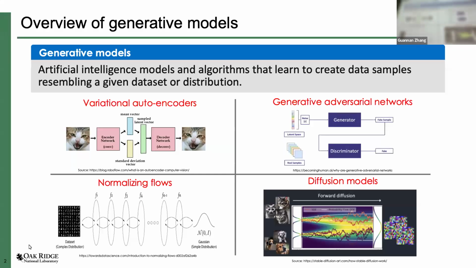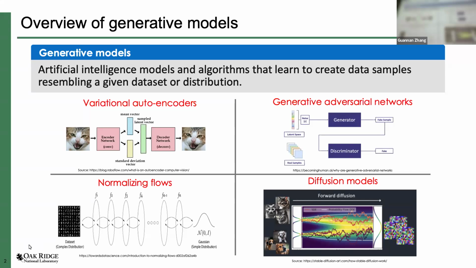Okay. So generative models, people are very familiar with generative models. In general, what a generative model does is learn how to create data samples to replicate a given data distribution. There are several types of generative models, and we all know there are variational autoencoders, generative adversarial networks, normalizing flows, and the diffusion models.